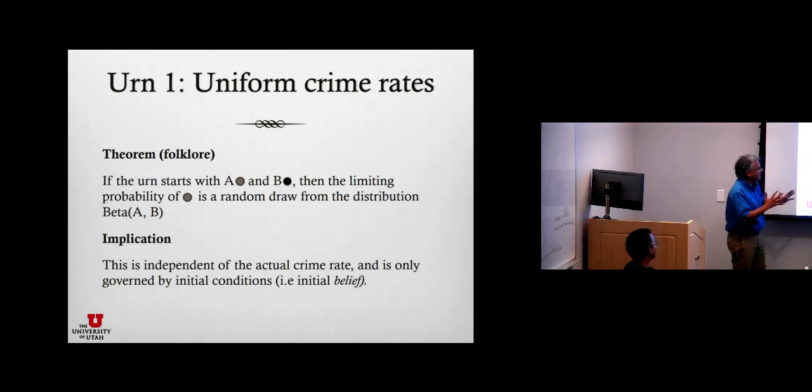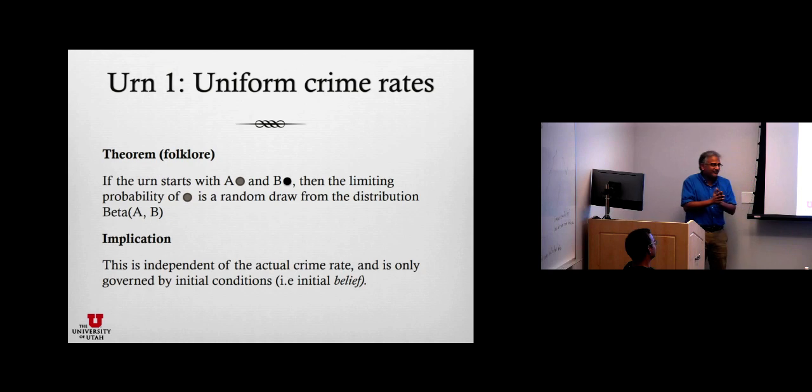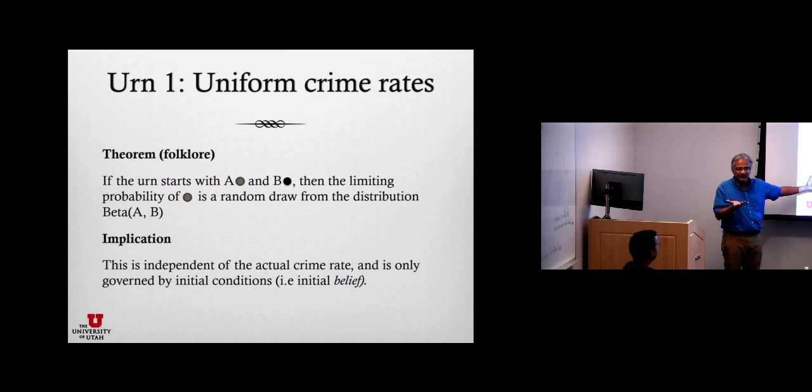In other words, think about what this means for this as a policing model. What it's saying is that if I run this process, the convergent behavior of my model as a representation of my belief of where crime is has nothing to do with the crime rate. All it depends on is my initial configuration. Well, that kind of sucks.